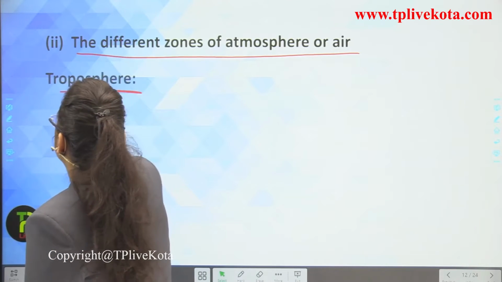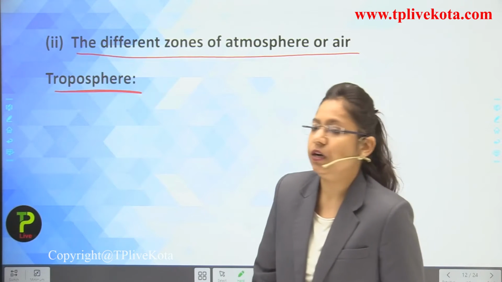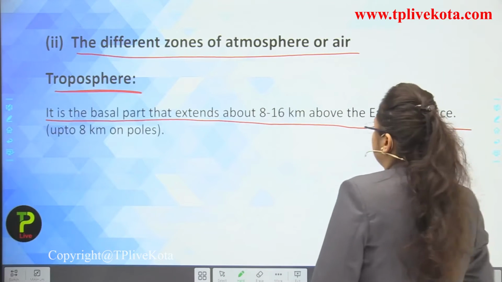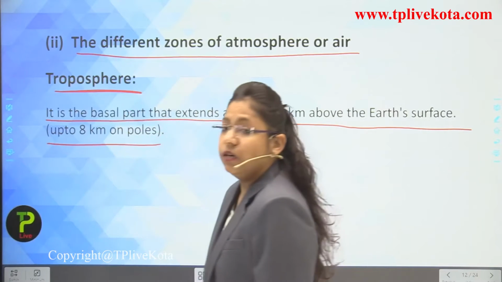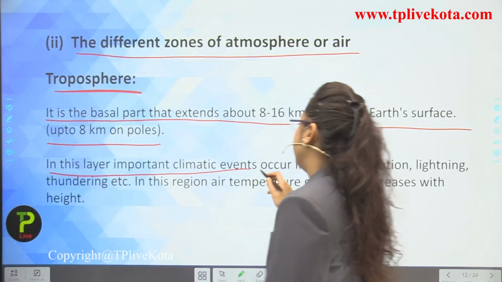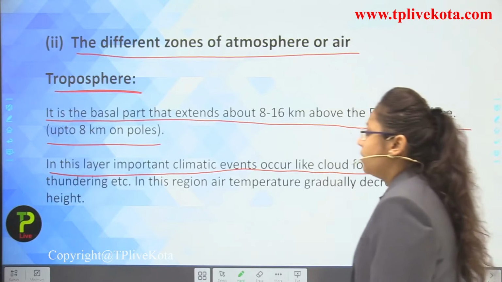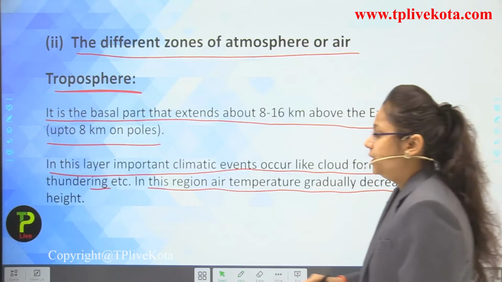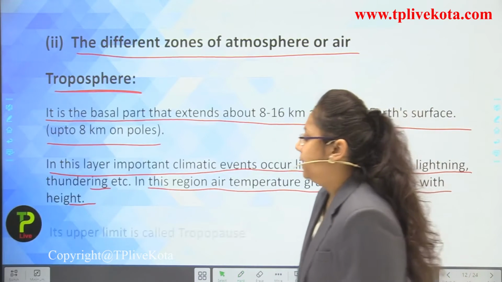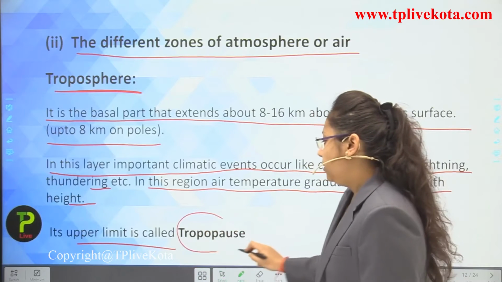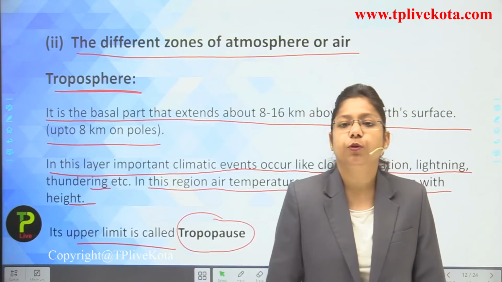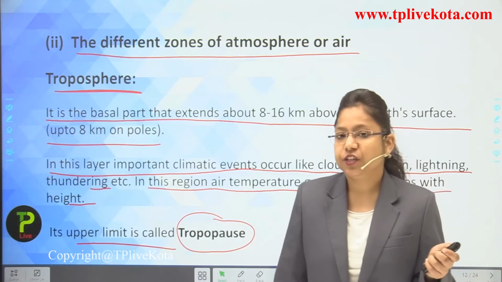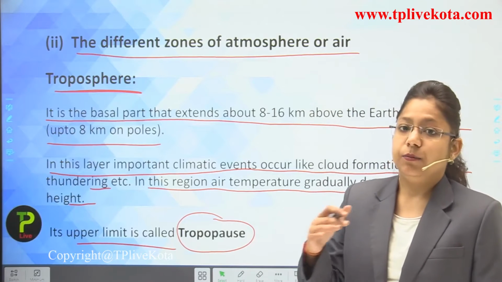So the first one is the troposphere, and it is the closest layer of the atmosphere. It is the basal part that extends about 8 to 16 kilometers above the Earth's surface, up to 8 kilometers at the poles. In this layer important climatic events occur, like cloud formation, lightning, thundering. In this region air temperature gradually decreases with height. Now next point, its upper limit is known as what? Tropopause. Why are we calling it tropopause? I have made you understand that the space between the troposphere and stratosphere is known as the tropopause, where the air balloons fly.